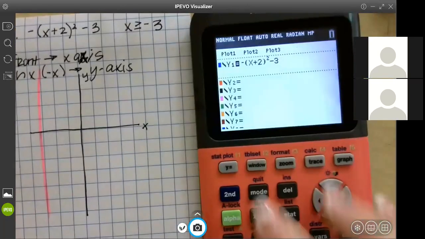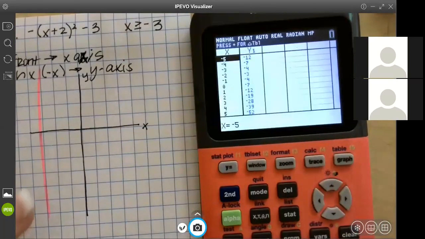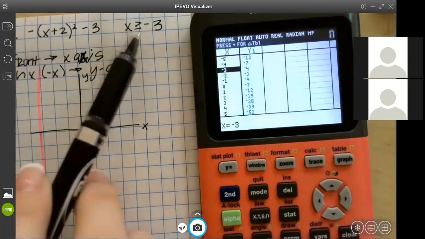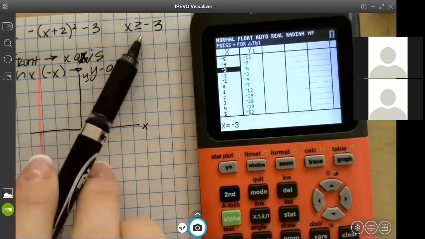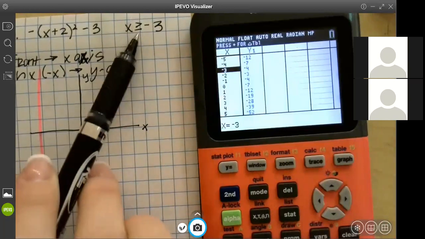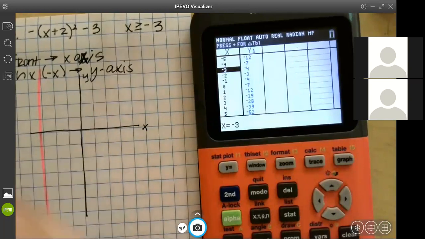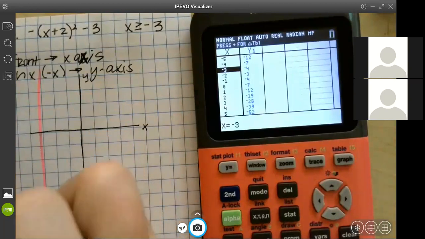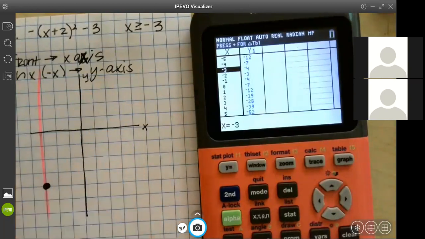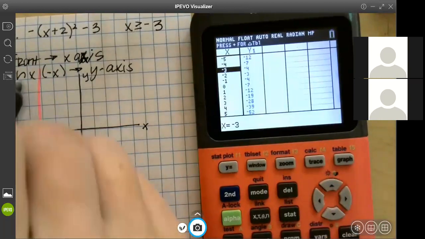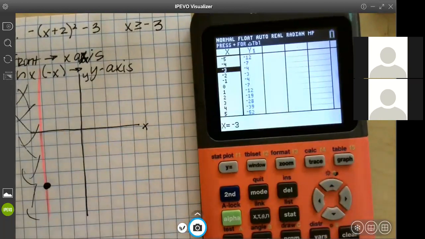We're going to look at our table. And we're only looking at -3 for a minute. So -3, -4. Is it open or closed? Closed. Why is it closed? Because it has an equal mark. So -3, -4, that's my boundary closed. It says greater than, so I'm not graphing over here.